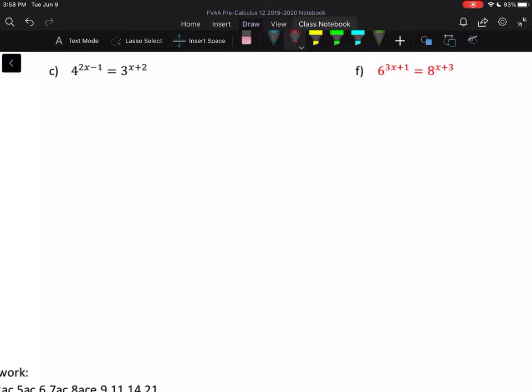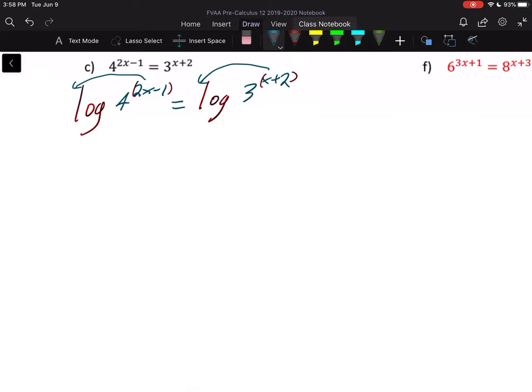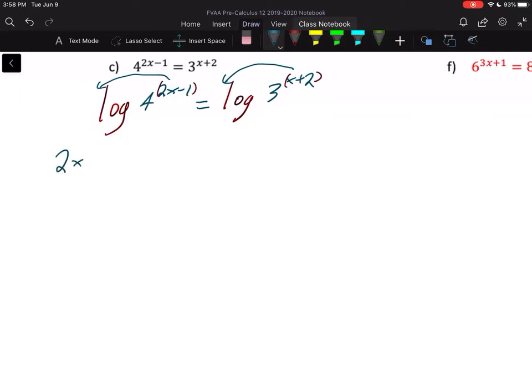So if I say log of 4 to the 2x minus 1 is equal to log of 3 to the x plus 2. Okay, so that's true. Now because these are exponents, I can move them to the front based on the power law of logarithms that we learned last class. So that's going to give me 2x minus 1 in brackets times log 4. And then here it's x plus 2 times log 3.